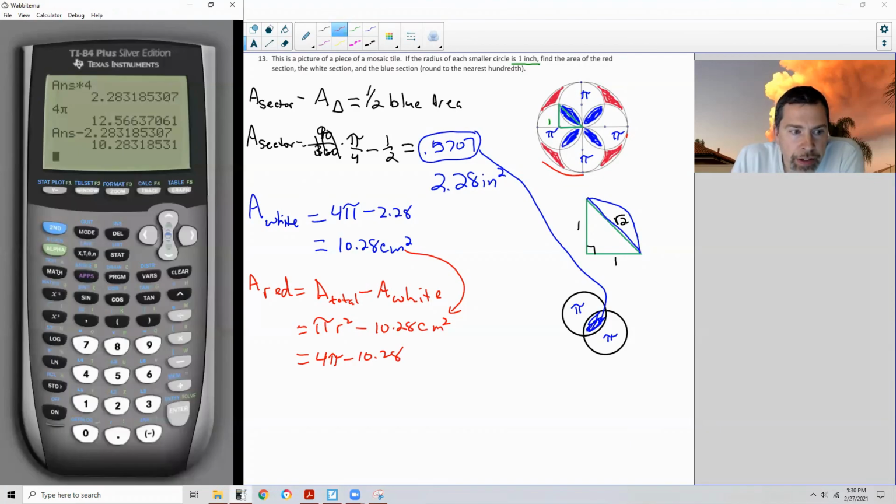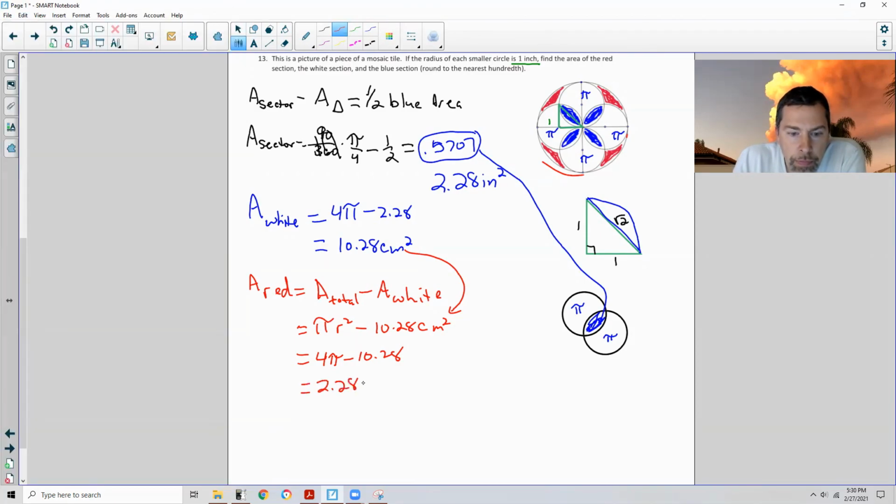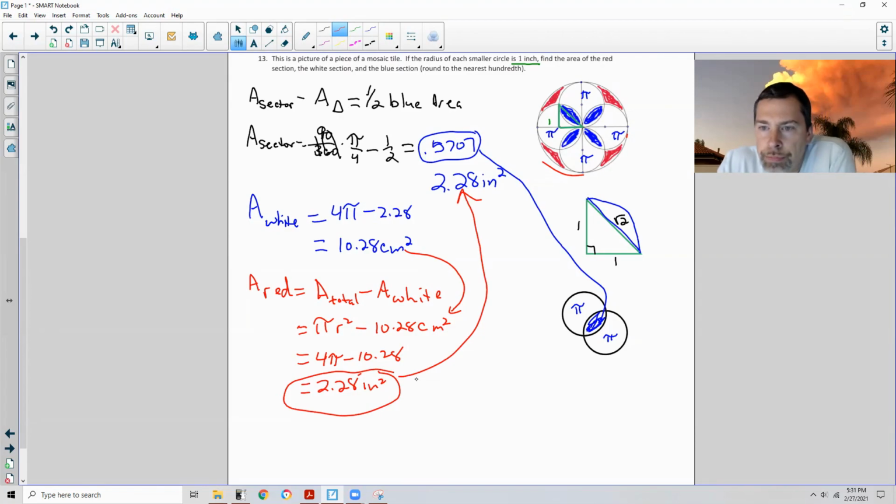So if I go into my calculator and go 4 pi minus, and I've already got it up here, so I'll put just second answer for that 10.2831, blah, blah, blah. I get the area of the red to be 2.28 inches squared. And if you notice, the area of the red equals the area of the 4 blue. So these areas are equal to these areas. That was interesting. Okay.